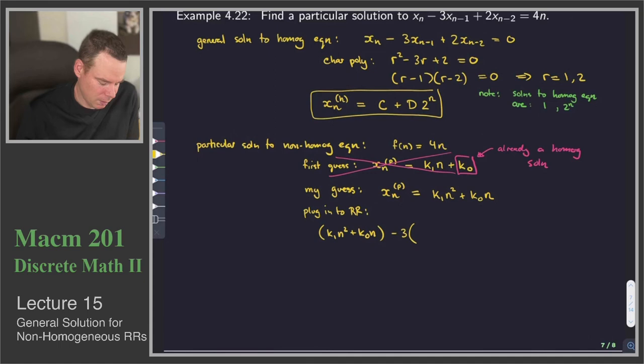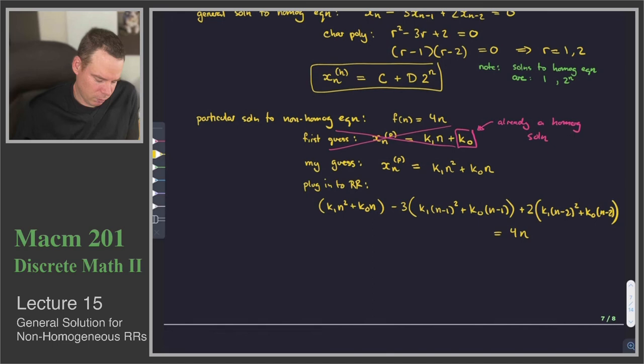So that's k sub 1 n minus 1 squared plus k sub 0 n minus 1, plus 2 times x sub n minus 2. So that's k1 n minus 2 squared plus k0 n minus 2. And all of that is equal to 4n. So now we've just got some algebra to work out.